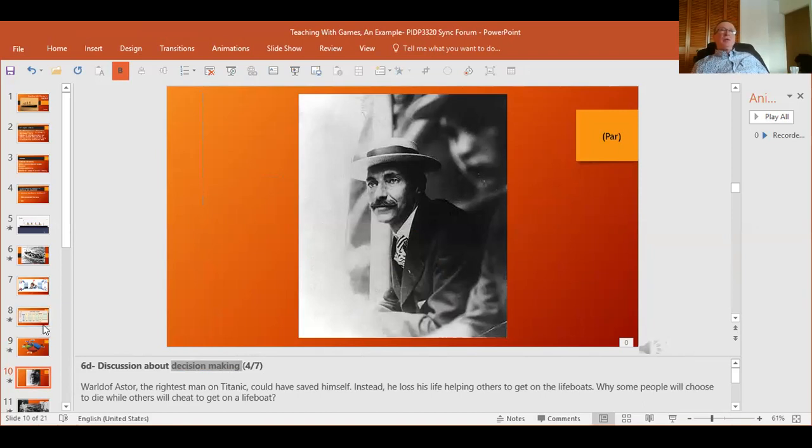We want to discuss values later, but first decision making. In this situation, you see here an example of the richest man on the Titanic, Waldorf Astor. Have you heard about the Astoria Hotel in New York? That's from him. He was the richest man on the Titanic and could have saved himself easily, right? Because he was rich, like many other rich people. Instead, he lost his life helping others to get on the lifeboats.